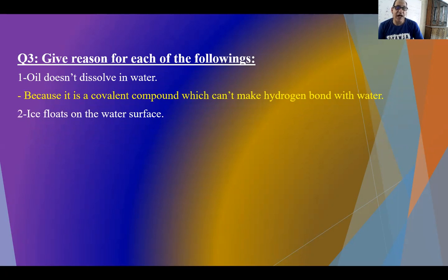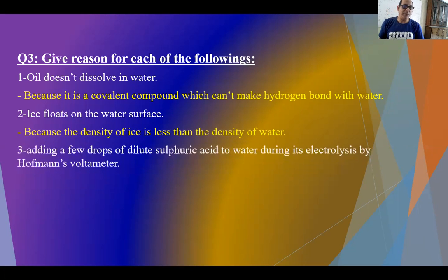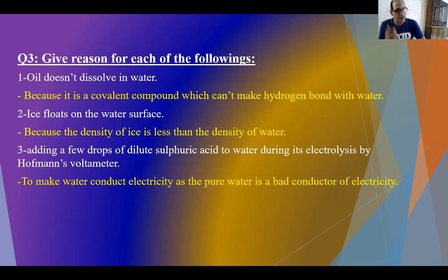Ice floats on the water surface. Why? When the temperature goes below 4 degrees, hydrogen bonds start to gather all the molecules of water together, leaving some spaces. So it has less density than water. Adding a few drops of diluted sulfuric acid to water, because this increases the electric conductivity of the water.